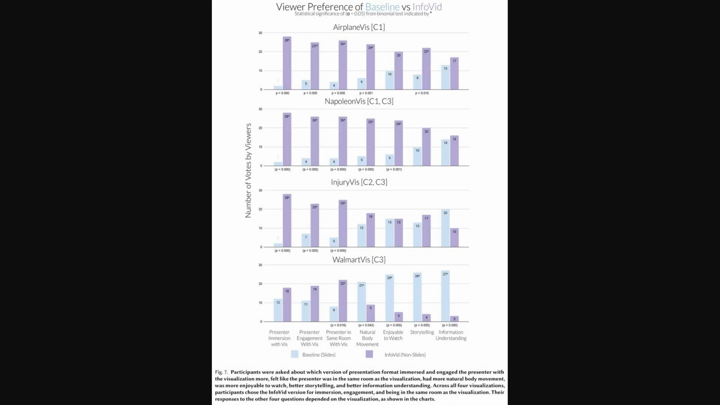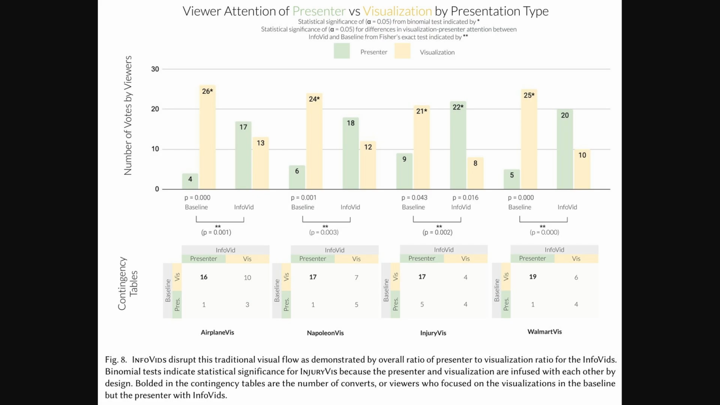Moving to the results, these bar charts vividly illustrate viewer preferences. For each InfoVid type, like Airplane Viz and Napoleon Viz, they compare the InfoVid version against the traditional baseline on several measures, such as perceived presenter immersion, engagement, and whether the presenter felt like they were in the same room as the visuals. In most cases, especially for those first 3 measures, the purple bars for InfoVids are overwhelmingly taller. The little asterisks show these preferences are statistically significant, meaning the positive results for InfoVids are very unlikely to be just random chance.